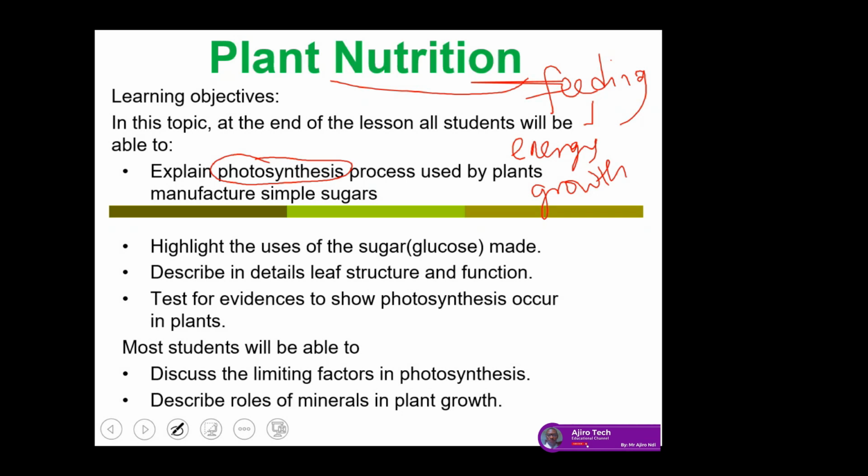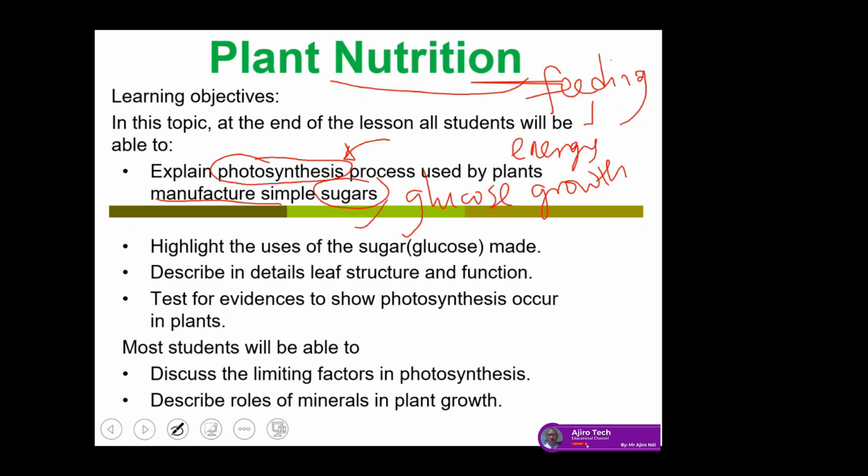Plants are special and very important to the ecosystem because they can make their food themselves, right? They manufacture their food, their sugars. Basically, they manufacture glucose, isn't it? And that process we call photosynthesis, all right?